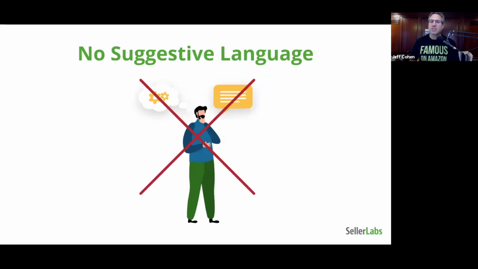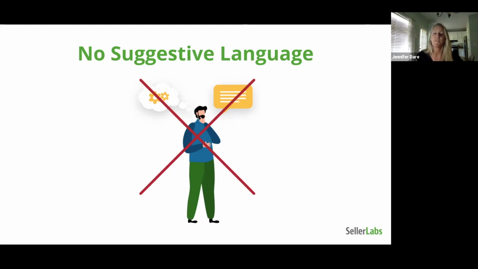You want to get into the suggestive language a little bit, Jennifer? Sure. So I think the best example of this, the one they're probably looking for most, is we see messages that say, like, if you tried our product and didn't like it or had a problem, email us. But if you loved it, leave a review. And you're suggesting which action to take based on your experience, and that is not permitted by Amazon.